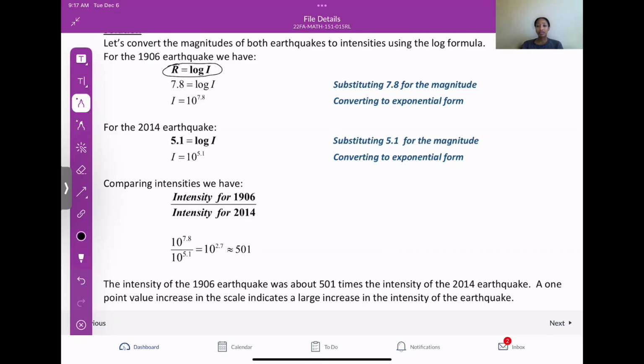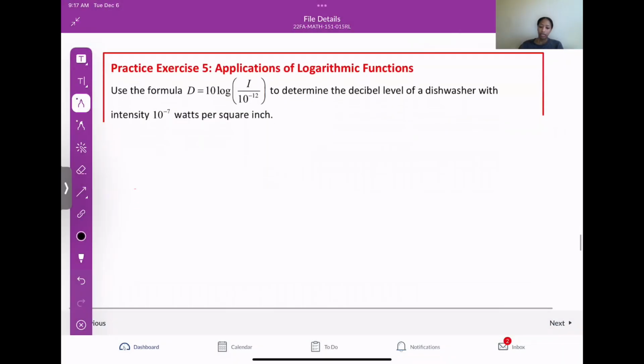So it's a lot more intense. When we look at things on a Richter scale, going from like a Richter scale of 5 to 6, that changes a lot. That means it's a lot more intense. And again, the way that we compare the intensities is to divide them. Let's do one example here.